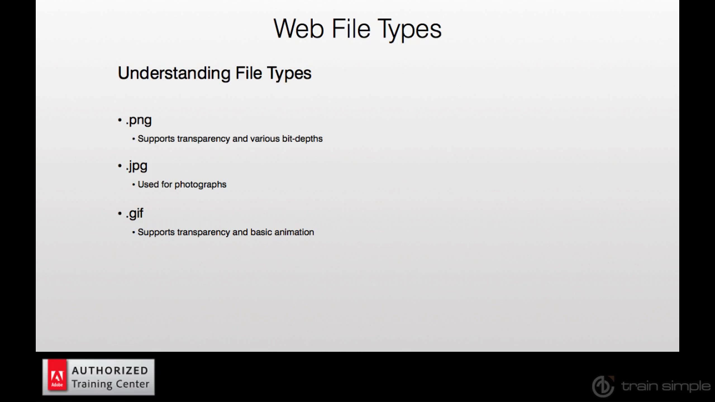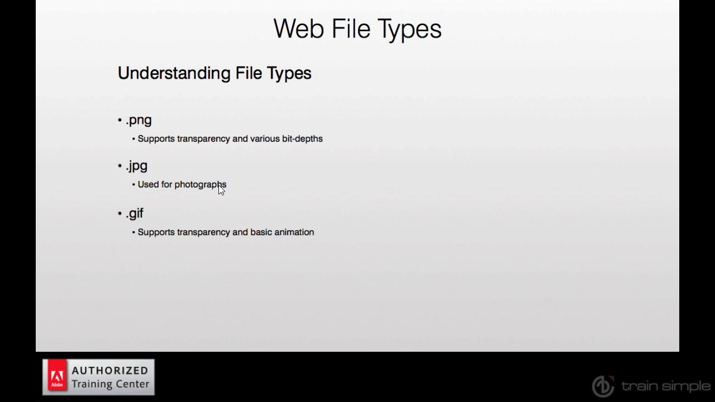So the three common file types that we're going to be talking about in this chapter are PNG, JPEG, and GIF. Some people say "jif." I don't know what the official pronunciation is. I think you can use either and you'll be fine. Nevertheless, what are the core differences between these file types?